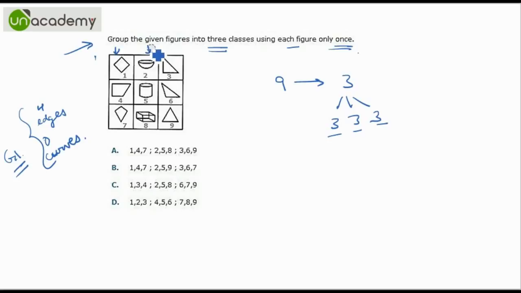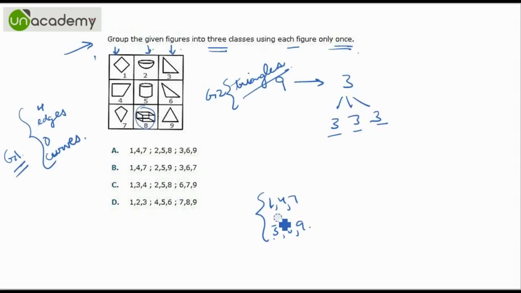Let us see the second column. We see that the 2 of them have curves, but the third one is a different figure. Let us see the third column. We have triangles in the third column, so the second group can be triangles. So we have one group having 1, 4 and 7, and the other group having 3, 6 and 9.